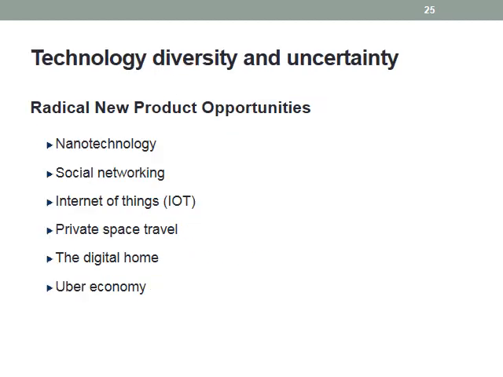Technological changes, a lot of diversity, a lot of uncertainty there. Radical new product opportunities are available. Nanotechnology can create products with a very low use of inputs. Social networking, everyone is connected. Internet of Things can create very different business models. Take for example eBay or Alibaba. These were created. Why? Internet of Things.